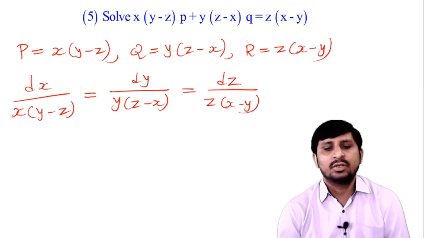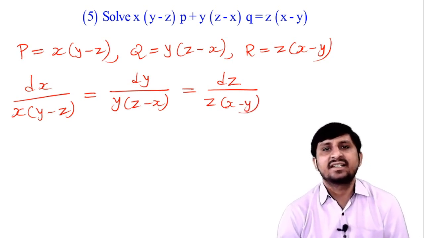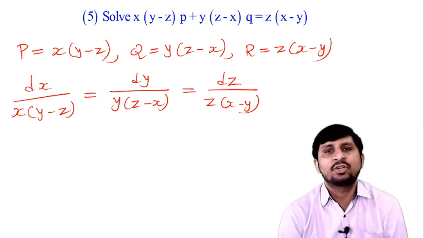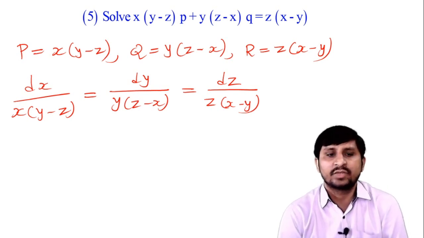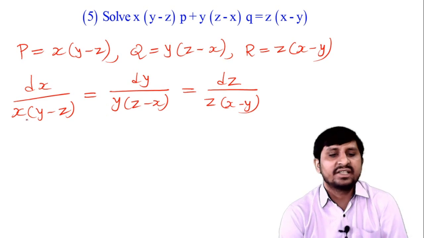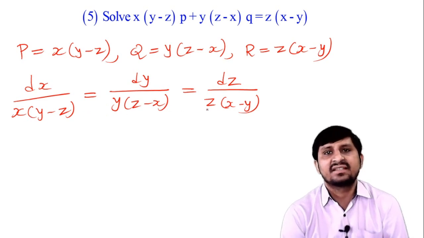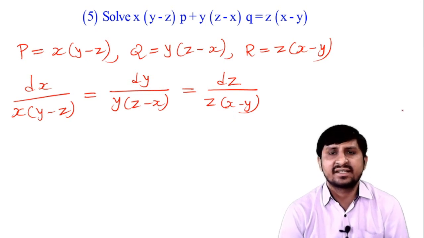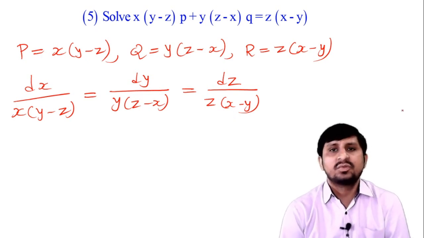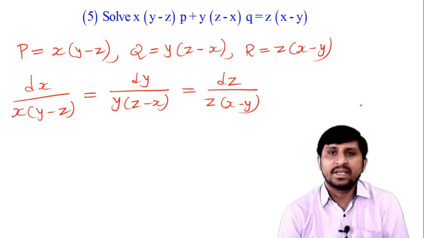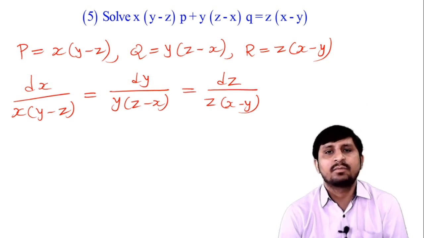First of all, you can easily understand that we cannot solve this example using the grouping method. Because here in the denominator we have x y z, here also we have x y z, and in the denominator of dz also we have x y z. So it's not possible to solve this example using the grouping method, and that's why we have to think about the multipliers method.